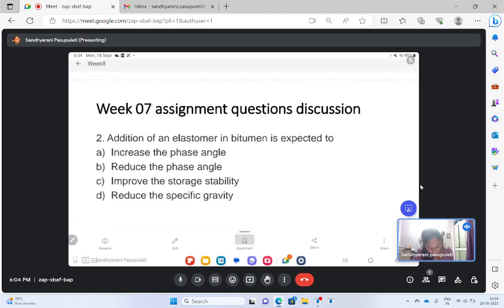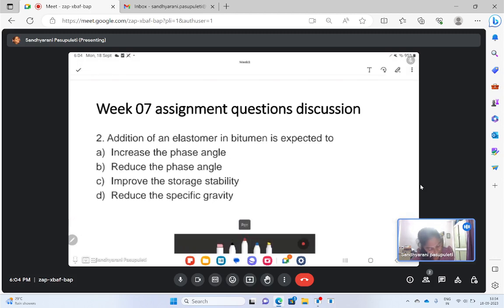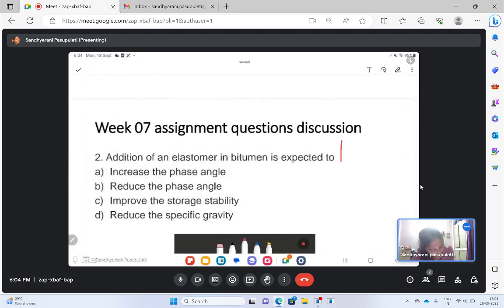So if we discuss the phase angle, if we remember, phase angle usually ranges from 0 to 90 degrees. When its value is lesser, that implies the binder is elastic in nature, and when its value is more, or near to 90 degrees, we can say that the binder is viscous in nature. So here if we keep adding the elastomer to the base binder, its elastic properties would be increased, thereby its phase angle will be reduced.